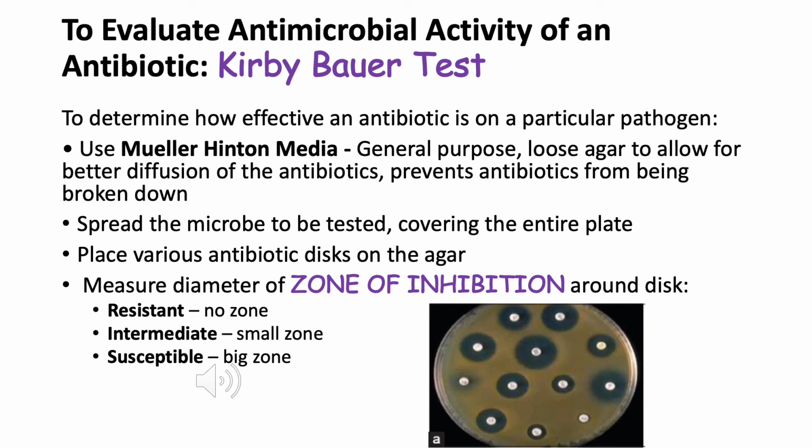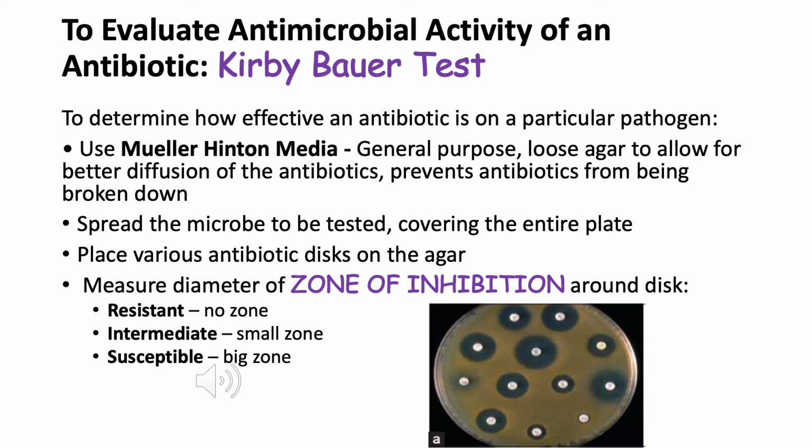So to do the test, the microbe to be tested would be spread and streaked over the plate, covering the entire plate, streaking a lawn of bacteria over the plate. And then the various antibiotic discs would be placed on the agar. There are these paper discs that each contain an antibiotic. And then after growing in the incubator, you would measure the diameter of the zone of inhibition around each disc. That would be the area where the bacteria can't grow due to that antibiotic.